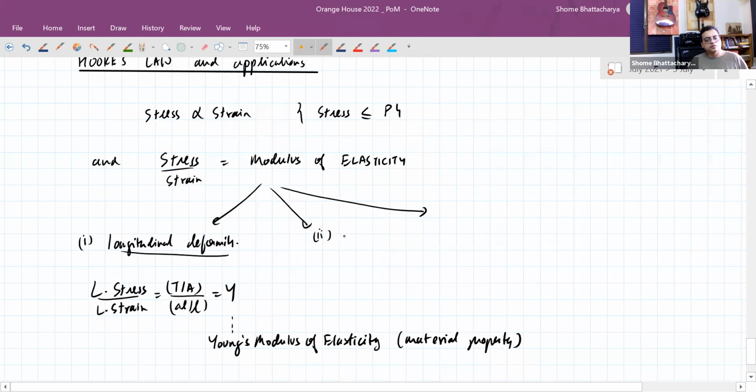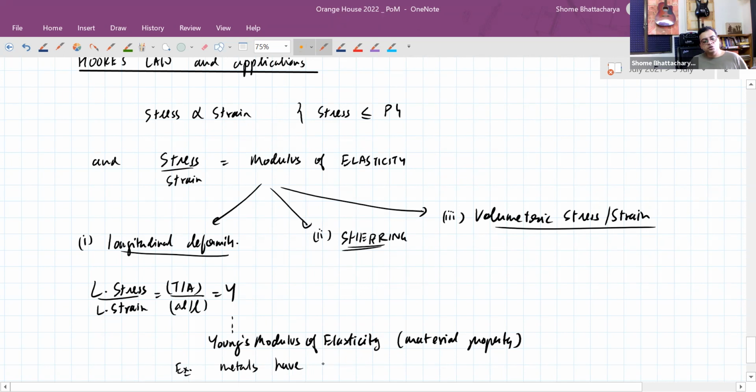Similarly, we have for a shearing situation. And similarly, we have for volumetric stress and strain also. So we'll come to these. So for example, metals have Young's modulus typically of the order of magnitude of 10 raised to the power 11 Newton per meter square.